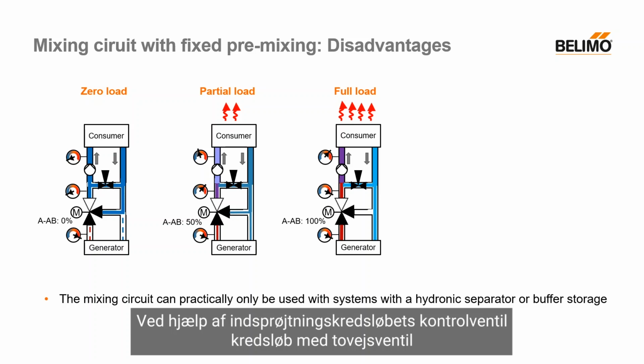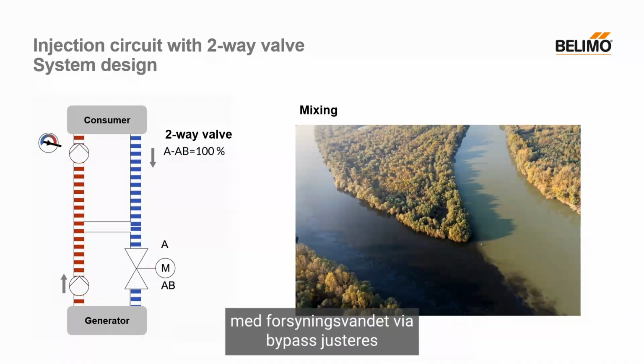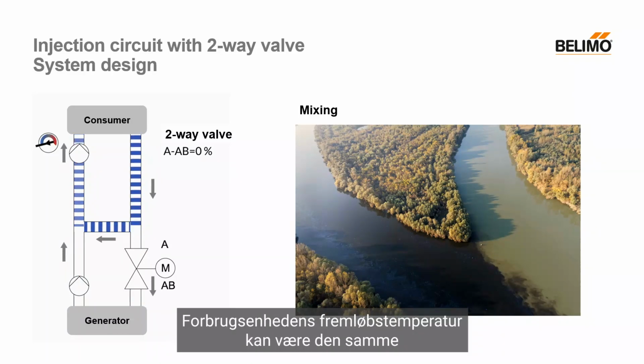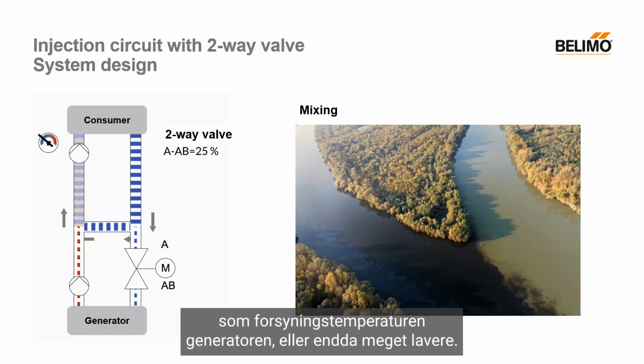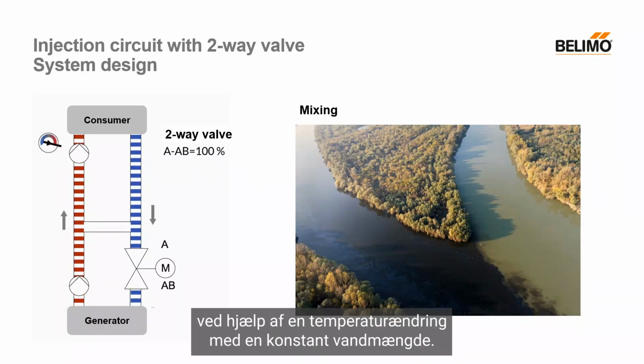Using the control valve of the injection circuit with two-way valve, the quantity of return water that is mixed with the supply water via the bypass can be adjusted. Depending on the design and configuration of the consumer pump, the supply temperature of the consumer may be the same as the supply temperature of the generator, or even much lower. The current output at the consumer is controlled by means of a temperature change with a constant water quantity.